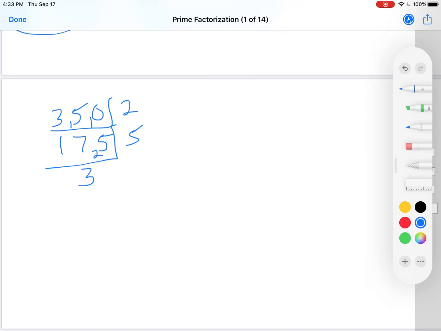5 goes into 17 3 times with 2 left over. So I put the 2 next to the 5. 5 goes into 25 5 times, no left over. We knew that would happen. Okay, are we done with 5? No, because it still has a ones place of 5. So we'll divide again by 5. 5 goes into 35 7 times, no left over. So we know that we're done.